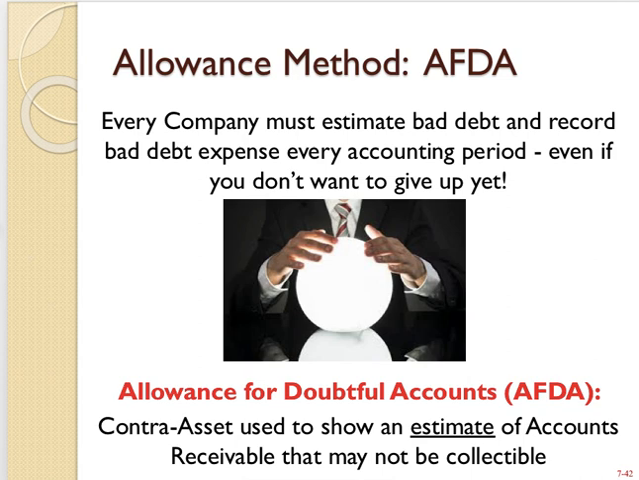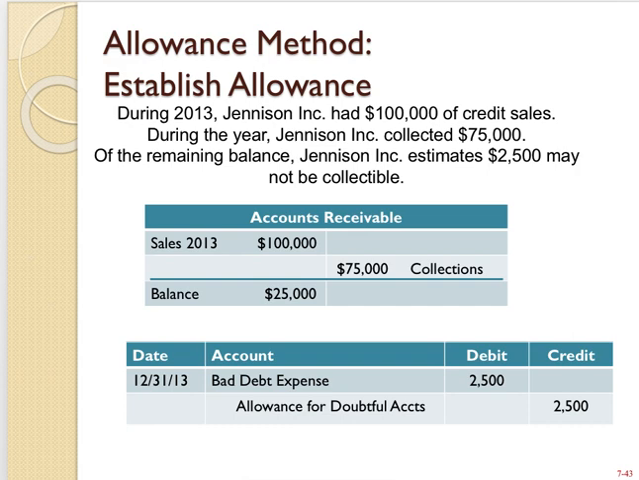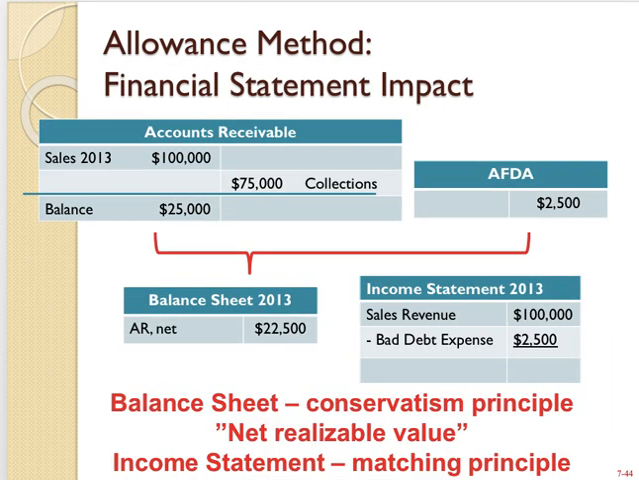So I'll show you what that looks like. Our entry then will be the debit to the bad debt expense, $2,500, and our credit will be to allowance for doubtful accounts of $2,500. In other words, we're crediting this estimate. And what that looks like overall for the financial statements is this. We have our asset, which is accounts receivable, and our contra asset, allowance for doubtful accounts.